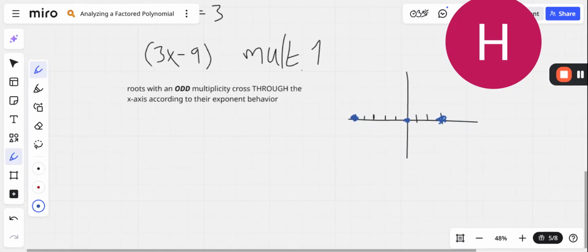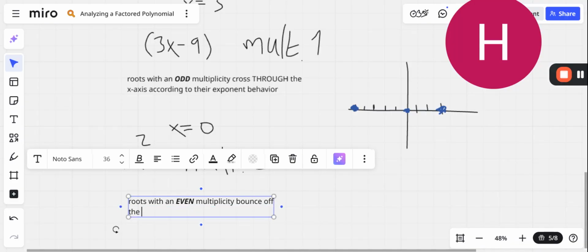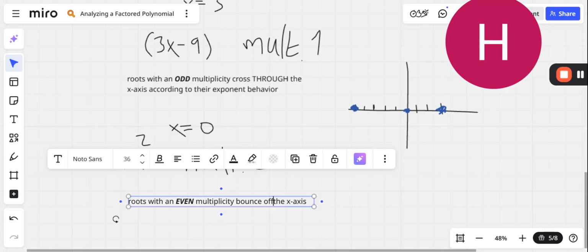But I want to show you something special because the root x equals 0, which is associated to the factor x squared, we mentioned that has multiplicity 2. And I want to mention what happens when we have roots with an even multiplicity. They bounce off the x-axis. That's just always the rule. It bounces off.